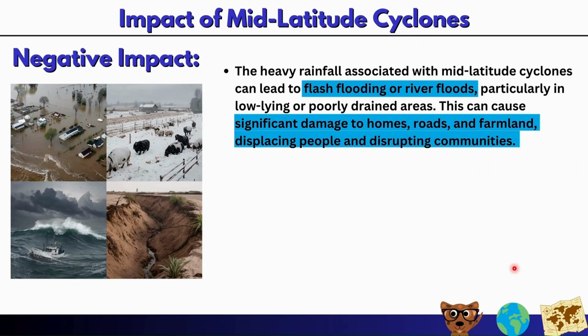We now look at the negative impact, right? If you look at the diagram on the left, we can see there's flooding, there's hazardous ocean conditions, there's soil erosion, as well as damage to your cattle because of snow.